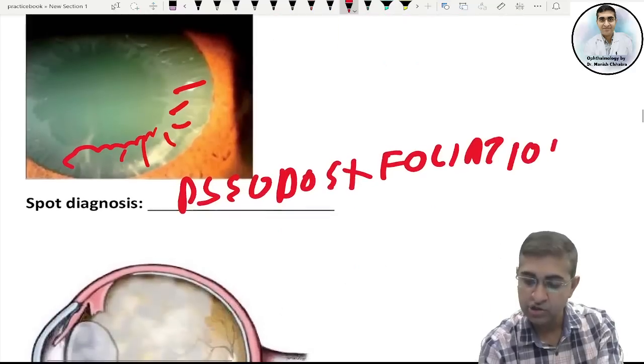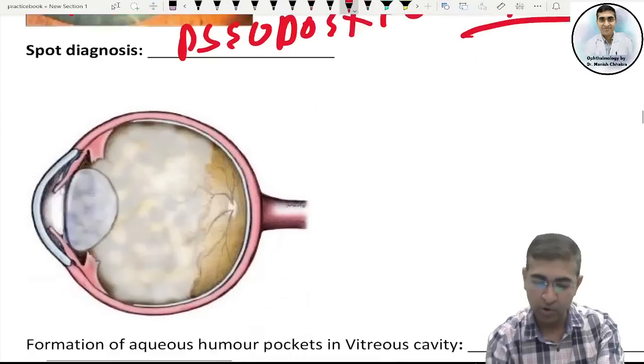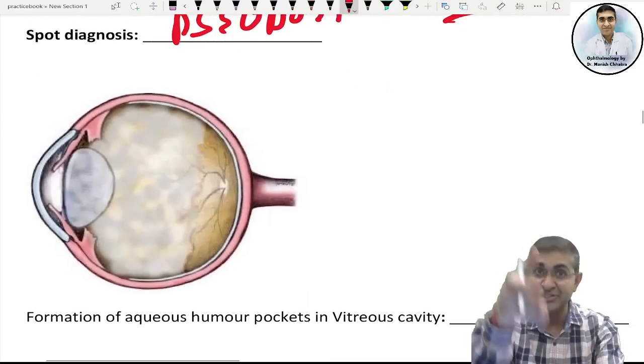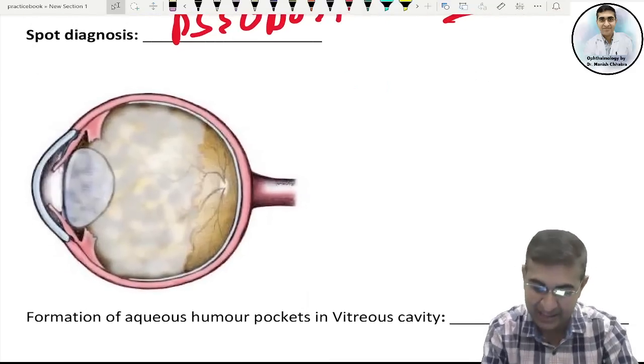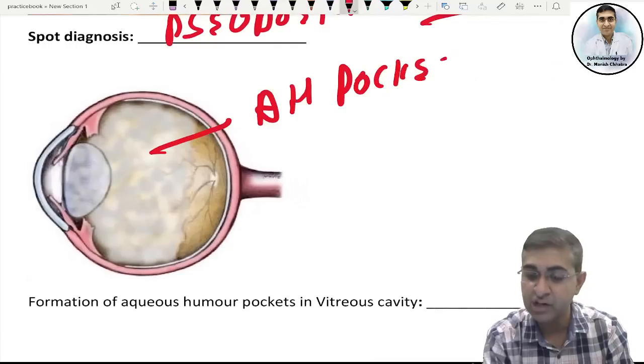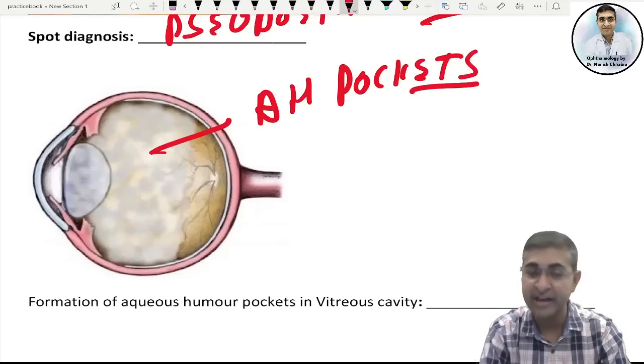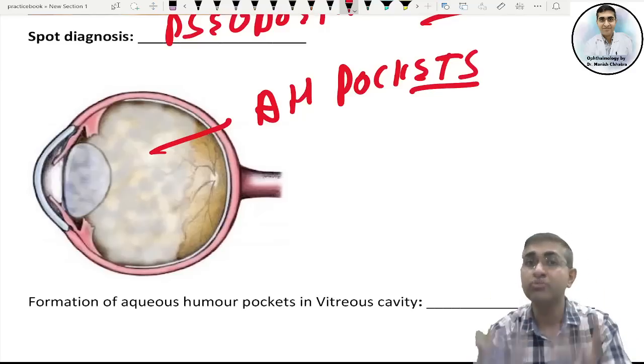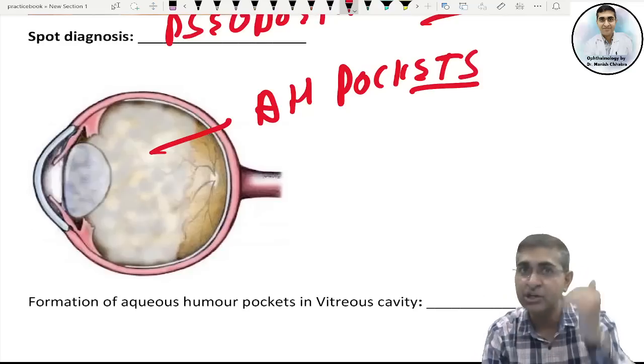This is your pseudo exfoliation. Done. Okay, what is this? This was asked recently in your INICET exam. So can you see what are these? This is your aqueous humor pockets which are formed in the vitreous cavity. So the aqueous humor keeps on getting dumped into the vitreous cavity.